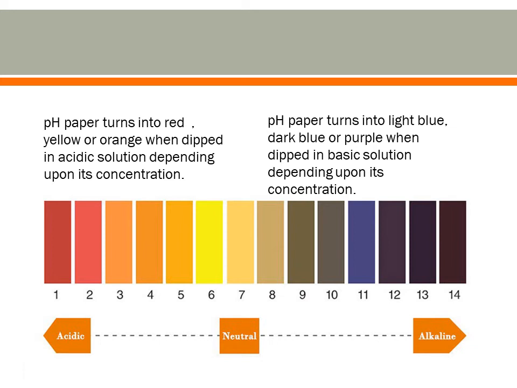pH paper turns light blue, dark blue or purple when dipped in basic solution, which means that when the pH is highly basic, it will show a pH of 12, 13 or 14. At 14, it will be the strong base, which means that when the pH is highly basic, it will show a very dark color, which is given below on the extreme right hand side.